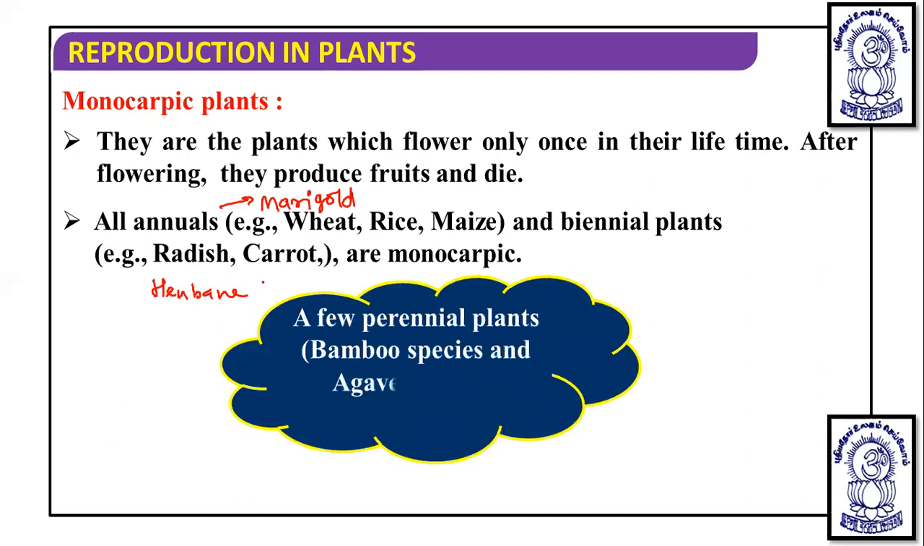But a few perennial plants like bamboo species and agave are monocarpic as well. So now the question is, what is the difference between annual, biennial and perennial? Annual are those plants which flower within 1 year and complete their lifespan within 1 year. Biennial are those plants which complete their lifespan within 2 years. And perennial are those organisms whose lifespan is of many years. So a few perennial plants are also monocarpic, like bamboo species.